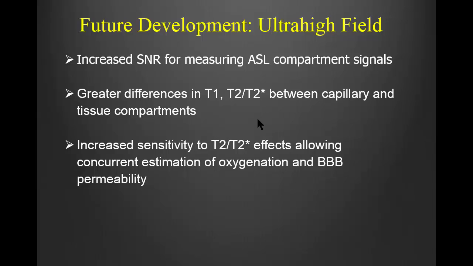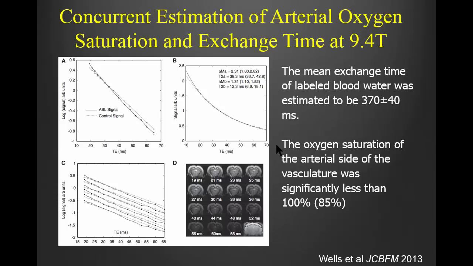How about future development? Definitely ultra high field. Why? Because you want to piece apart a relatively small ASL signal into different compartments, so you need high SNR, and you want to take advantage of the high SNR. At ultra high field, there is a great difference between the T1, T2, and T2 star of the capillary and tissue compartments. Again, you will have better sensitivity to susceptibility effects, allowing concurrent estimation of oxygenation and BBB permeability, as shown in the last talk.